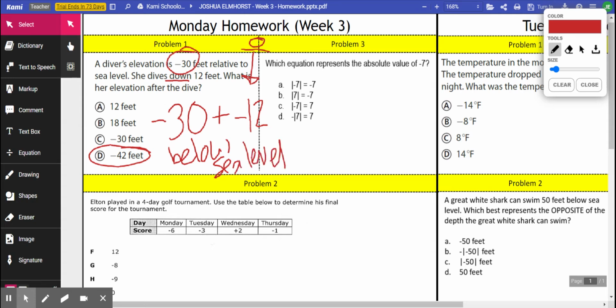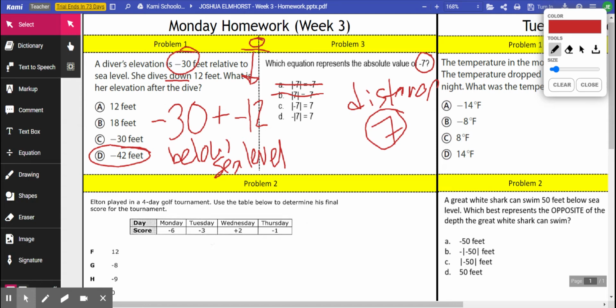Let's take a look at number 2. Which equation represents the absolute value of negative 7? Absolute value is distance from 0, and the distance is measured as a positive number. So the absolute value of negative 7 is going to be 7. And so we know it's not going to be A or B. But if we look at C and D, what's the difference?